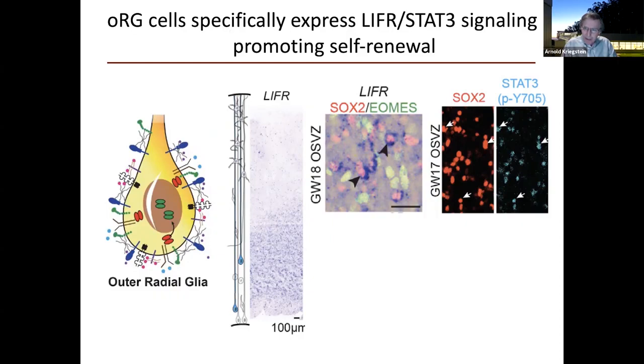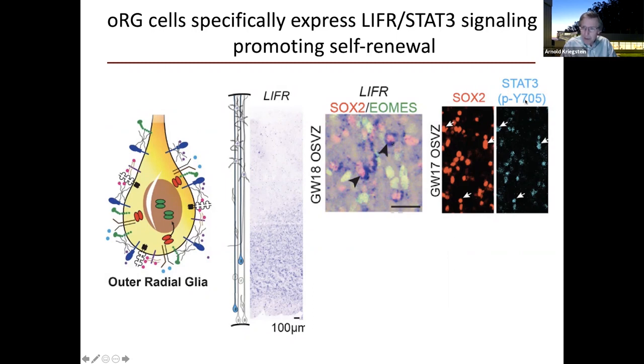One is the LIFR STAT3 pathway. Some of you who are stem cell biologists know that this is a typical signaling pathway for self-renewal of stem cell populations. What's interesting here is that it was only the outer radial glial cells that expressed enhanced LIFR STAT3 signaling. And that's confirmed in this image where we show the LIFR receptor is expressed uniquely in SOX2 neural stem cells in the outer subventricular zone and is completely absent in the daughters that they produce, which are the EOMES positive intermediate progenitors. So it's only the radial glial-like outer radial glial cells, not the intermediate progenitors, that express the LIFR receptor.